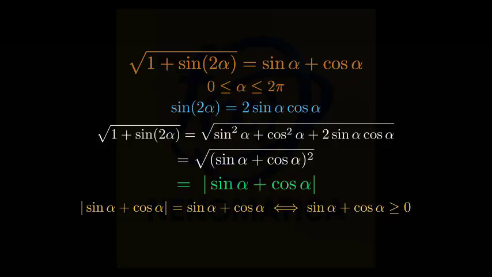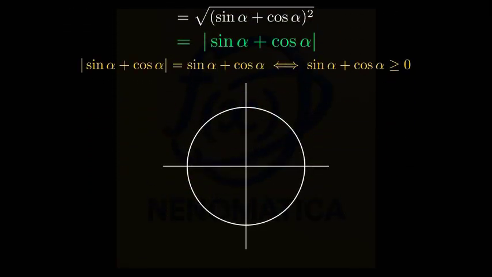Let's see this on the unit circle. We draw the unit circle and axes. The boundary, where sine alpha plus cosine alpha equals 0, corresponds to the line y equals negative x, which passes through the origin at 45 degrees below the x-axis. The inequality sine alpha plus cosine alpha greater than or equal to 0 selects the half plane on the same side as the vector (1, 1). So the arcs from 0 to 3 pi over 4 and from 7 pi over 4 to 2 pi are included.